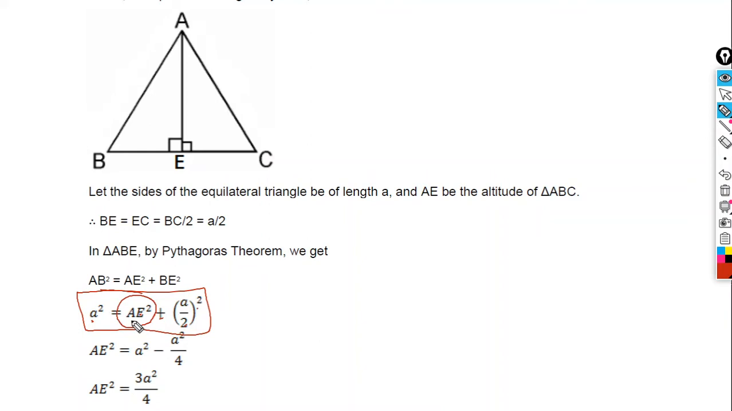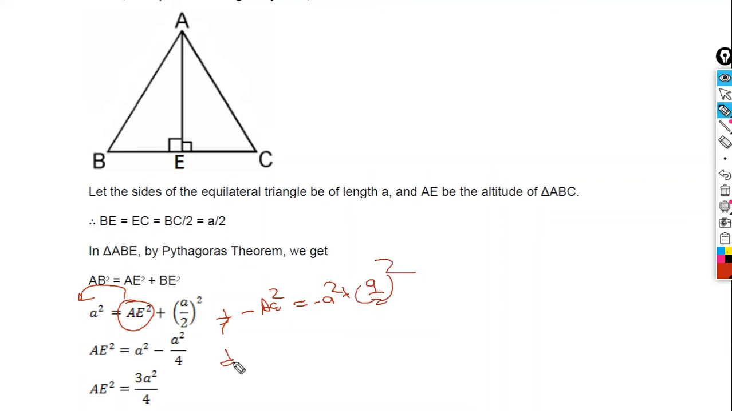Now we can transpose AE square to the LHS. How is it? Because we have omitted one step here. If you bring A square to the LHS, it will be minus A square equal to minus AE square plus A by 2 whole square. If you multiply by minus 1 on both sides, it will be AE square equal to A square minus A square by 4.